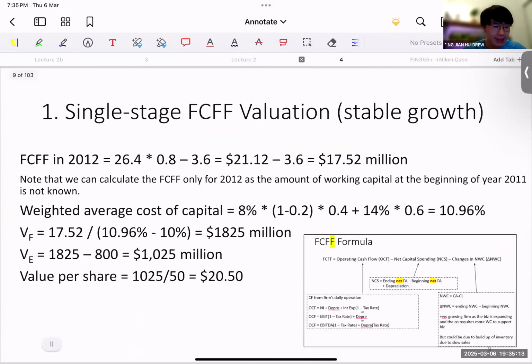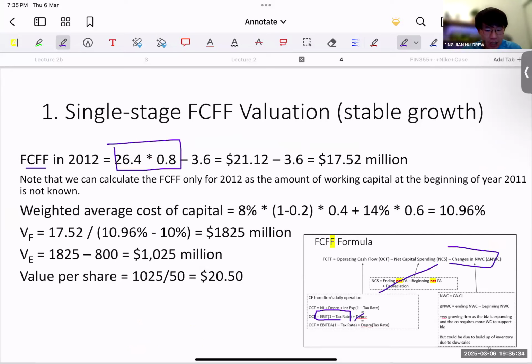Having done that, we can now calculate our FCFF. I'm using an EBIT formula, and I already calculated EBIT, which is this. This is your EBIT times 1 minus tax. Since your depreciation and this whole thing cancel out, I just need to subtract your change in net working capital, which is given as minus 3.6.